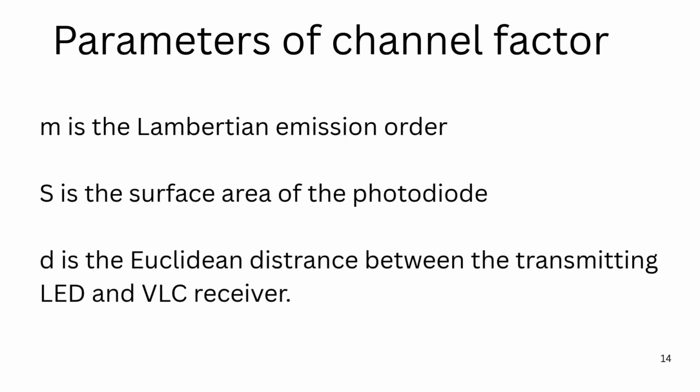The parameters shown in the expression can be defined as: M is the Lambertian emission order of the transmitting LED, S is the miniature area of the optical energy receiving photodiode, and we have already discussed the size of the photodiode, which is normally in centimeters, and D is the Euclidean distance between the transmitting LED and VLC receiver.